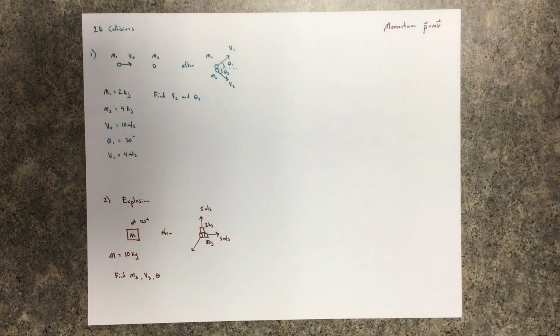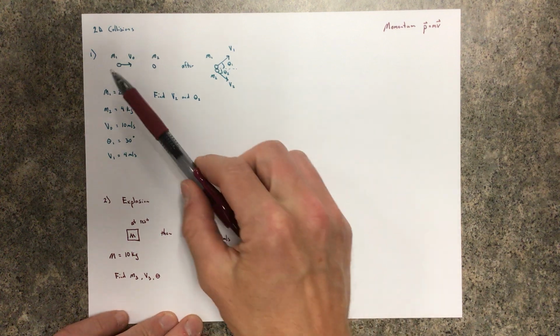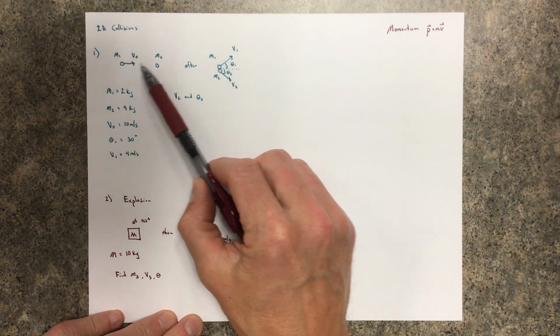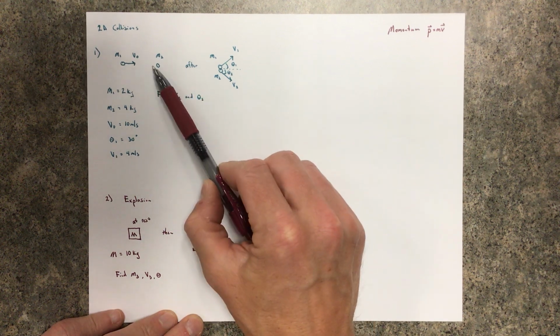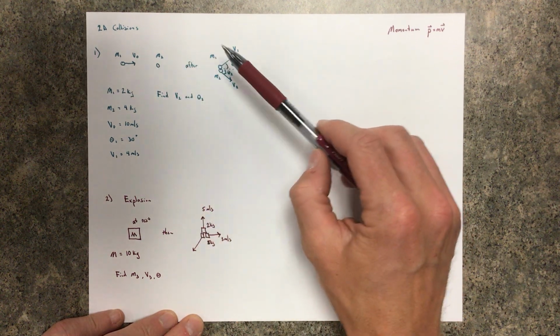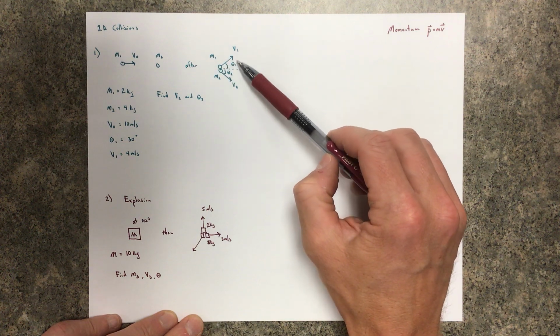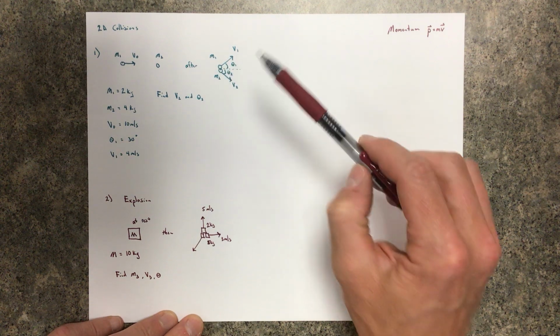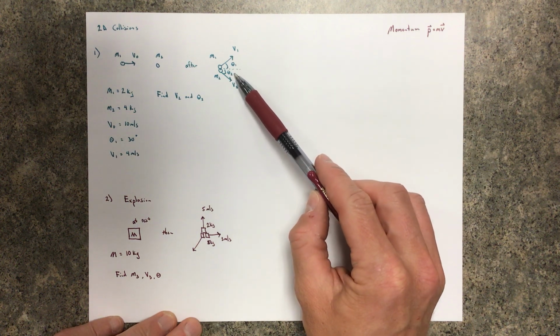Okay, so what we have here is a hockey puck or some shuffleboard puck, M1 moving at V0, hitting an M2. And then after the collision, it's not going to hit it straight on. It's going to glance off. And so M1 is going to deflect up at some V1, at some theta 1 relative to the horizontal. And M2 then is going to go down at some V2, theta 2.